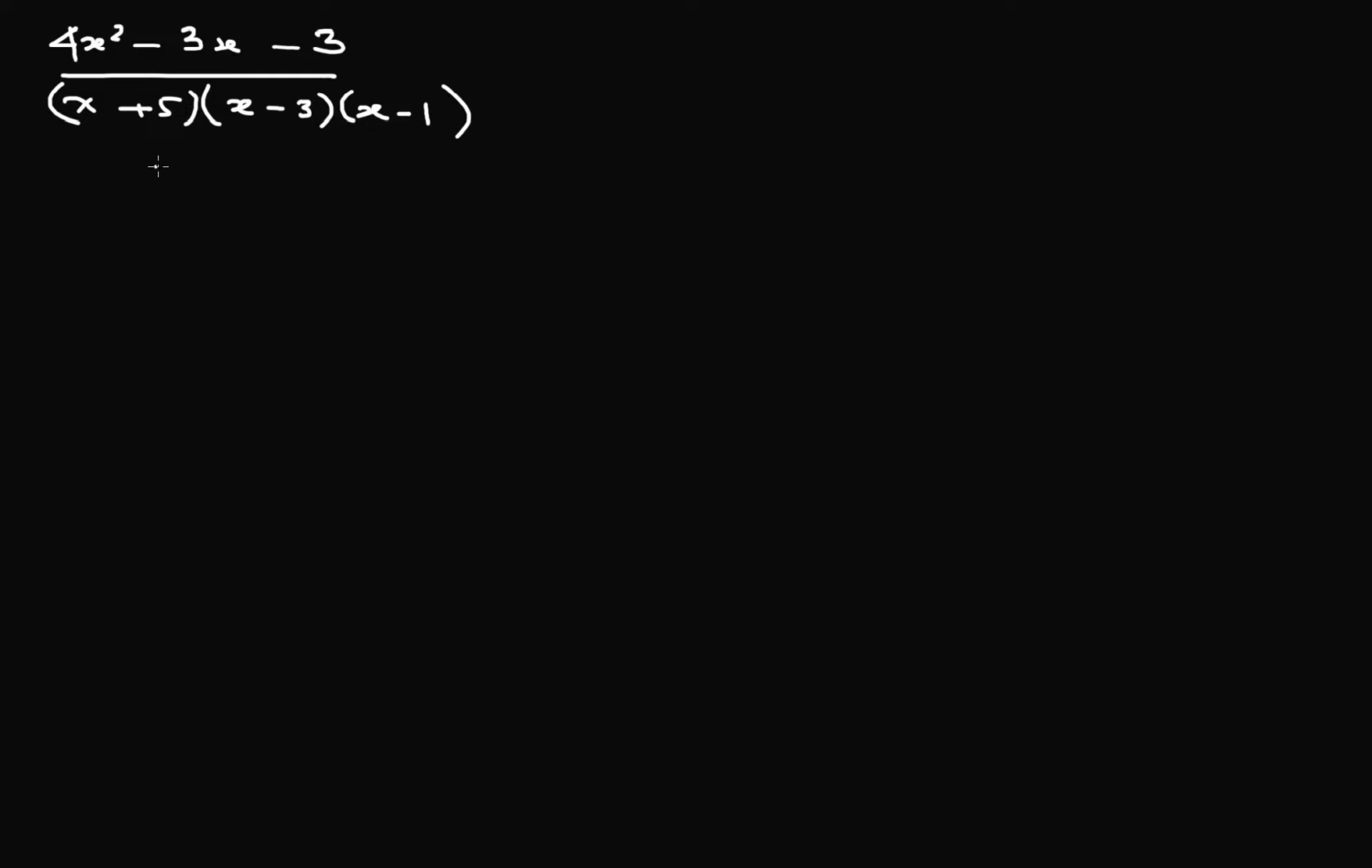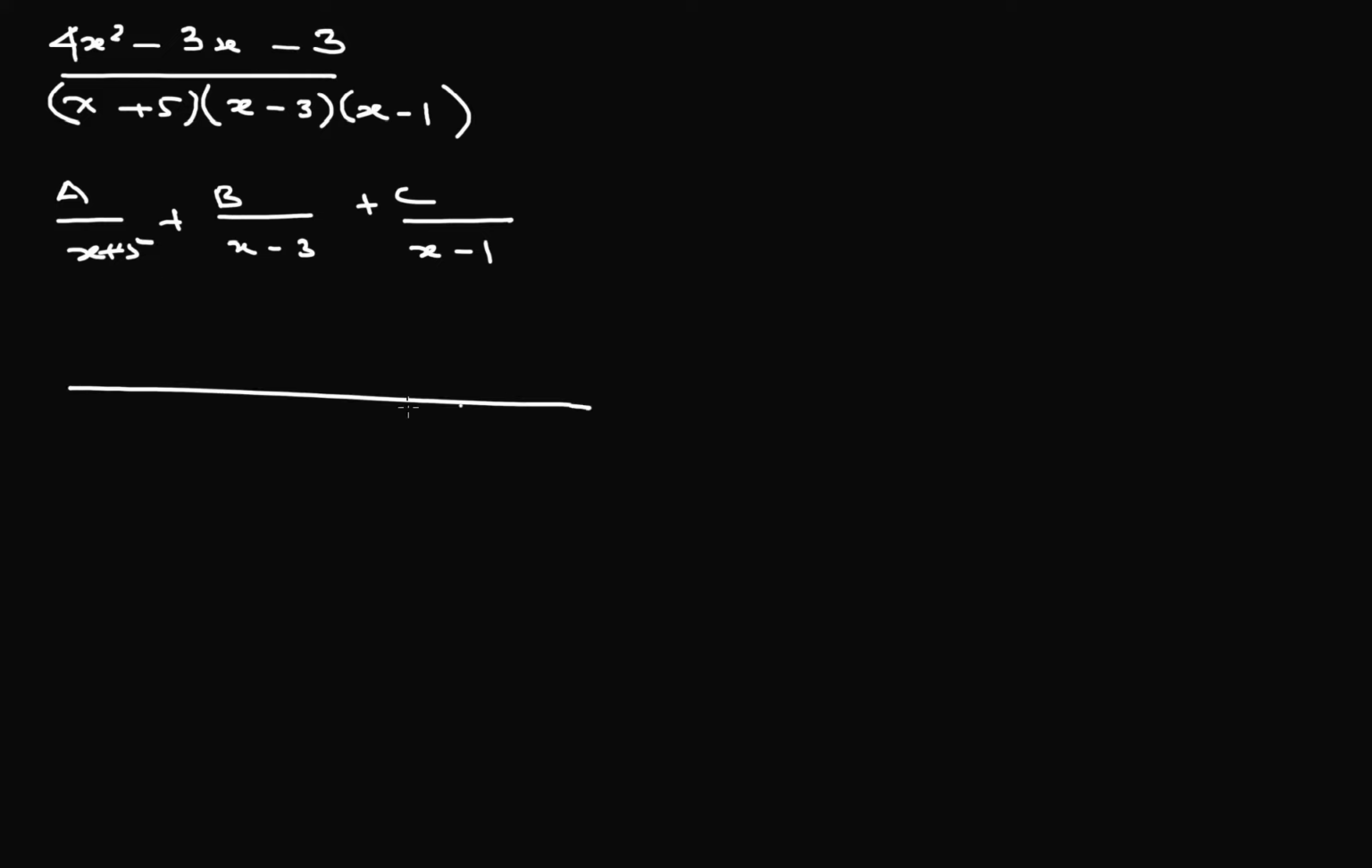So we're going to have constants as numerators. So we can say now A over x plus 5, okay? Then we have B over x minus 3, then we have C over x minus 1. Now here, we are going to focus on this, not the first one.